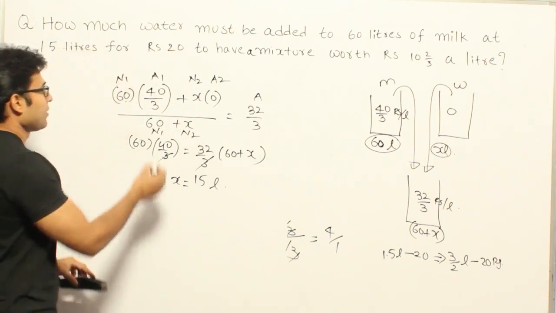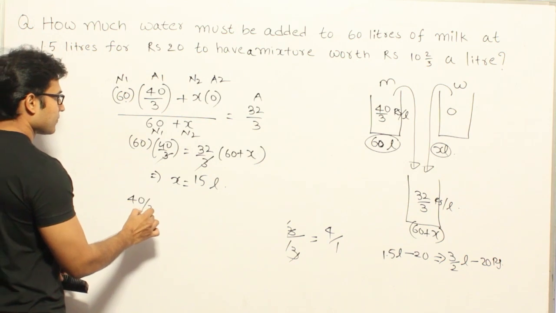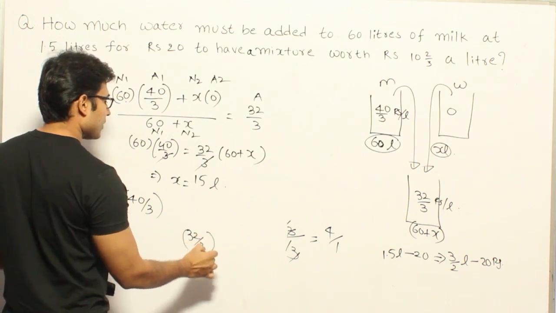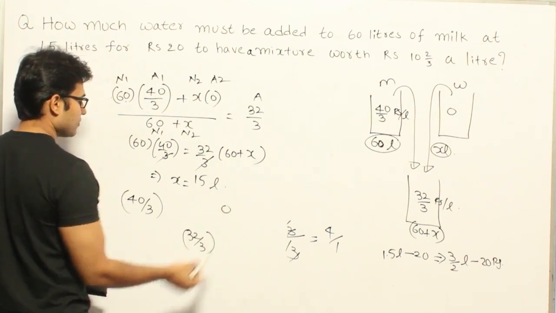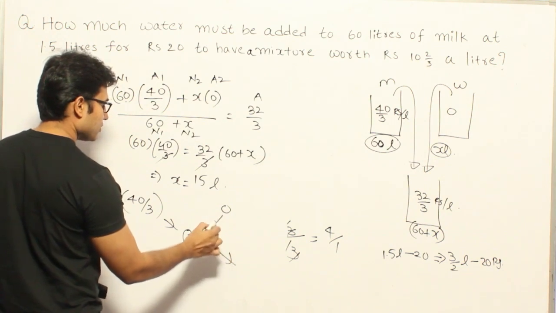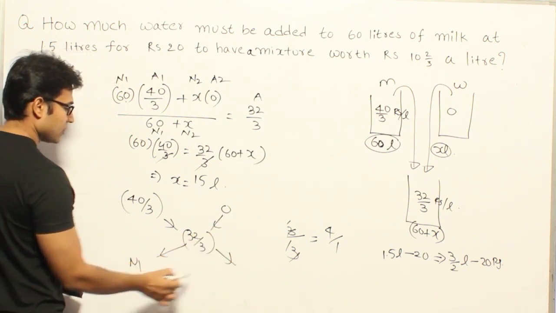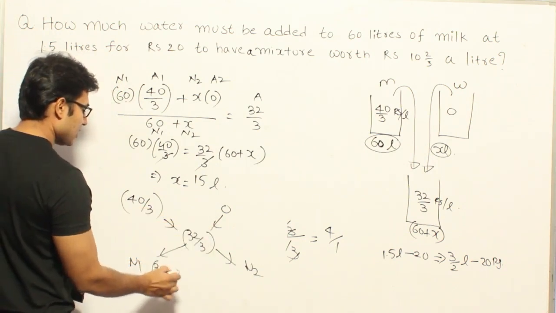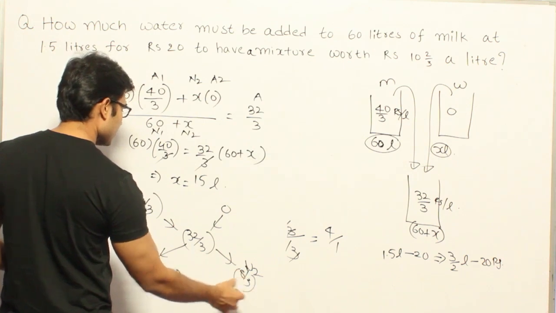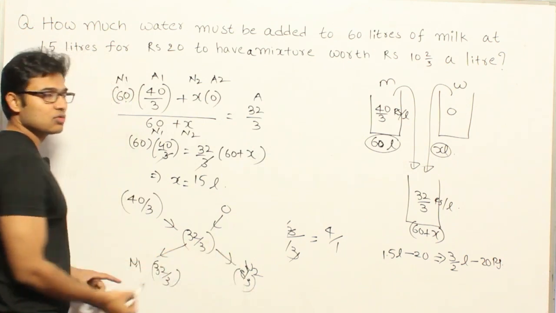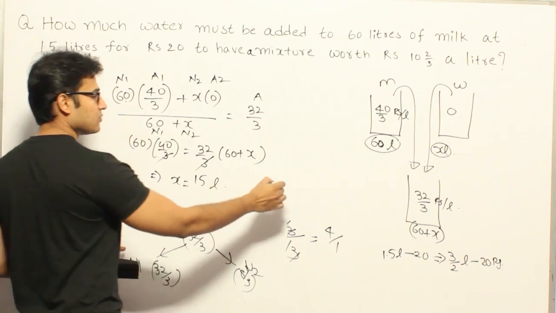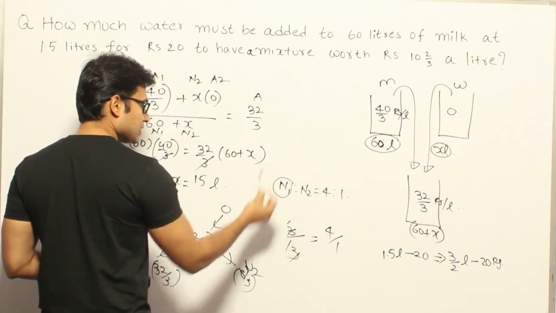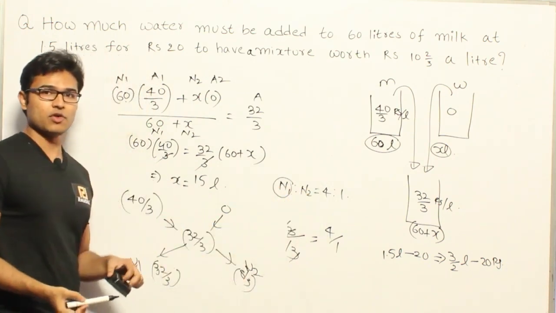So what is that? A1 is 40 by 3 and A is 32 by 3 and then A2 is 0. So you just write the difference over here, whatever you get will be N1 is to N2, right? So what is the difference you are getting? 32 by 3 here, and what is the difference you are getting? 8 by 3 here. Therefore N1 is to N2 equal to 4 is to 1, and again you will get the same one. N1 is to N2 equal to 4 is to 1, and since we know N1 is 60, if you substitute there, you are going to get N2 equal to 15 liters.